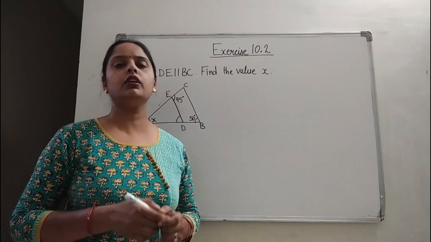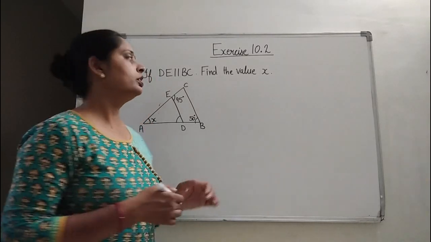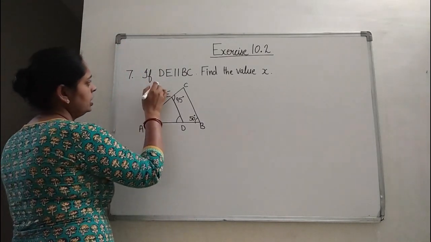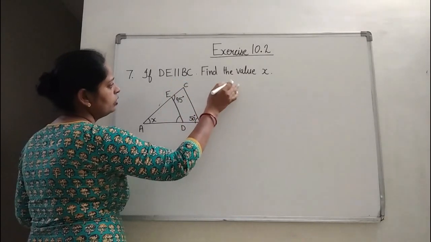Hello students, as we have already started our exercise 10.2, today we will continue the exercise. Now see the 7th question in this. If DE is parallel to BC, find the value of x.